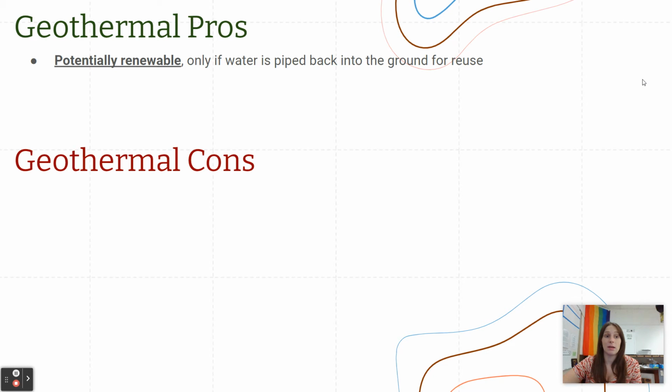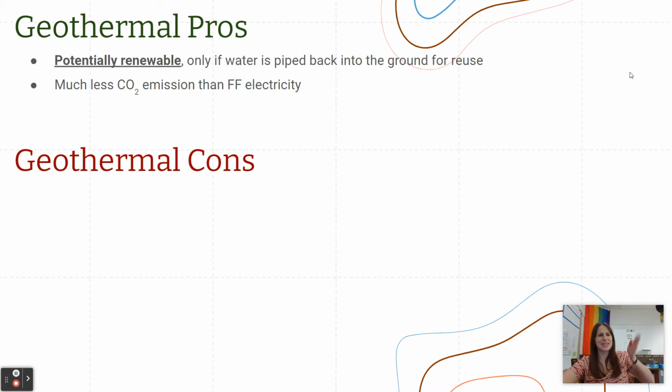Now, again, it is ideally renewable, but only if the water is piped back into the ground for reuse. If you are piping the water back down in for reuse, then it is a renewable resource. We also are going to have much less carbon dioxide emissions than what we have with fossil fuel electricity, which decreasing our greenhouse gases is always a good thing. Additionally, you don't have any release of like the particulate matter, the SOx, the NOx, carbon monoxide, as we do have release with fossil fuels.